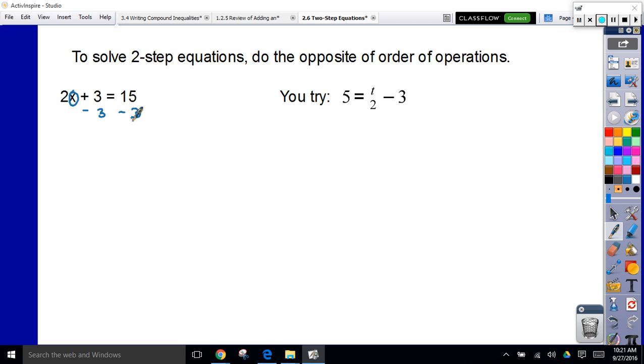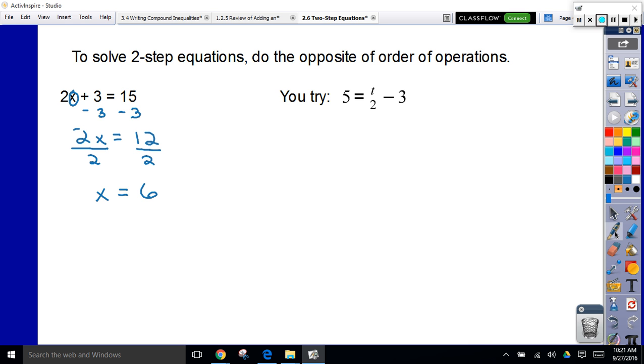Okay, so then I end up with, on this side, I still have 2x. 15 minus 3 is 12, so I have 2x equals 12. Now it's down to one more step left. I'm going to divide both sides by 2, and I end up with x equals 6. Okay, any questions about that?